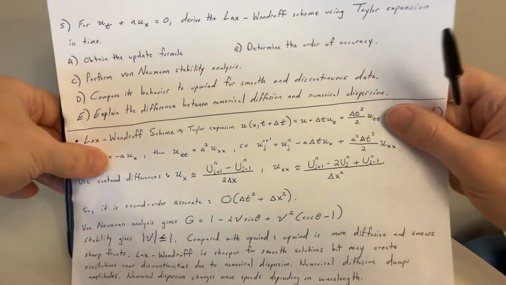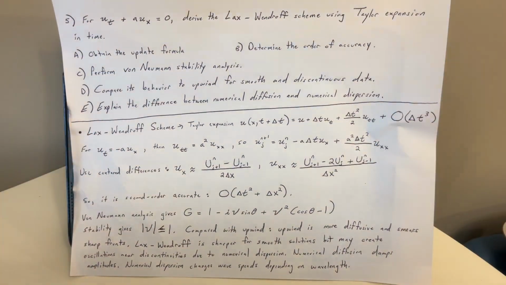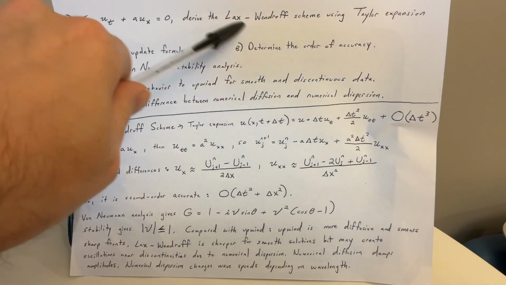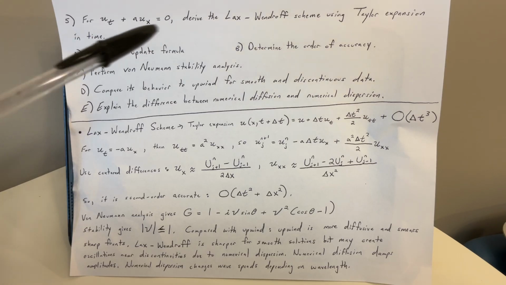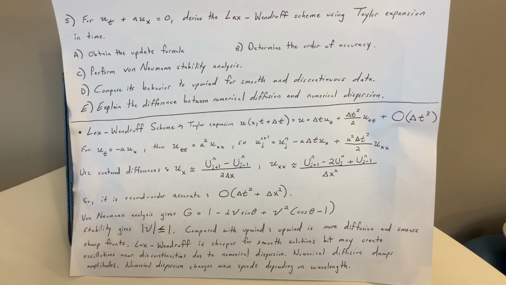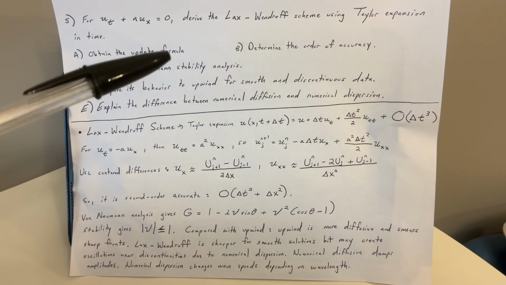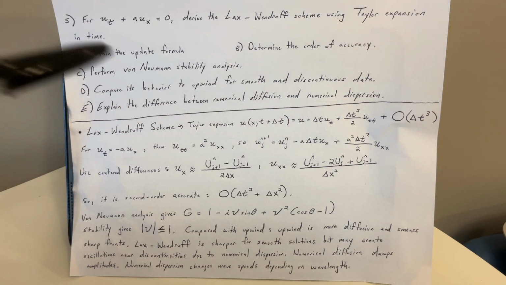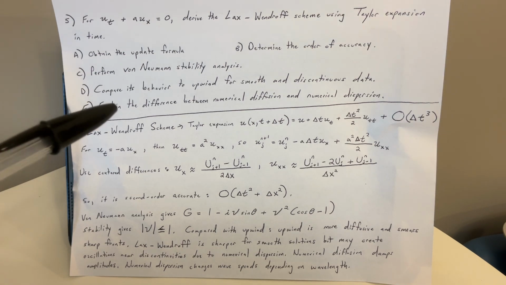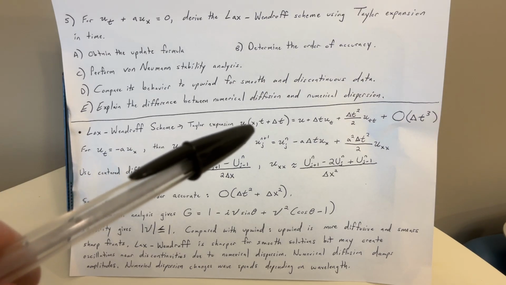Okay, and number 5. For u_t + a u_x = 0, derive the Lax-Wendroff scheme using Taylor expansion in time. Parts A through E: obtain the update formula. Determine the order of accuracy. Perform the von Neumann stability analysis. Compare its behavior to upwind for smooth and discontinuous data. And explain the difference between numerical diffusion and numerical dispersion. So the Lax-Wendroff scheme, or Taylor expansion, is here.